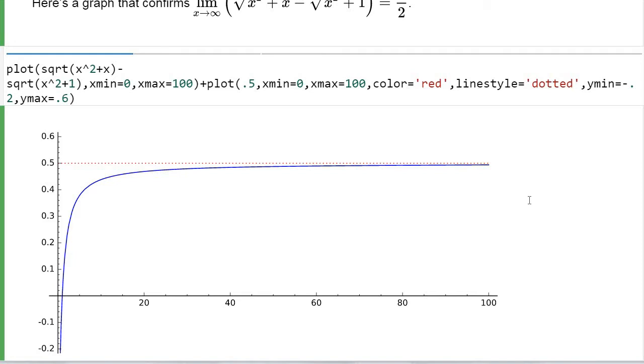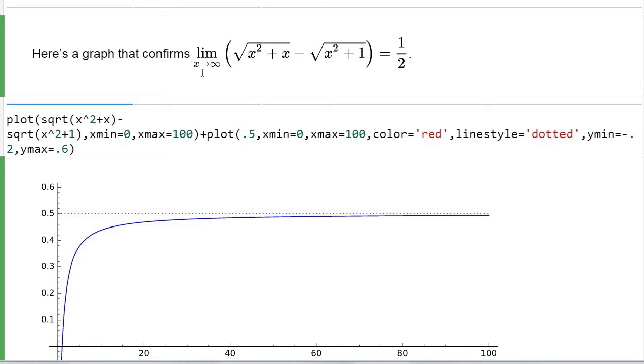And that's what these infinite limits mean graphically. If the limit as x approaches infinity is a number, then the function has a horizontal asymptote at that y value.